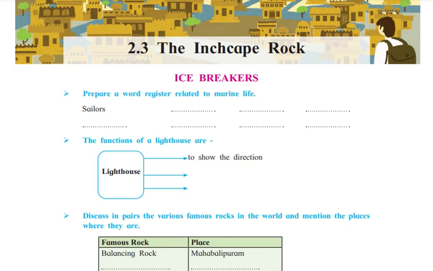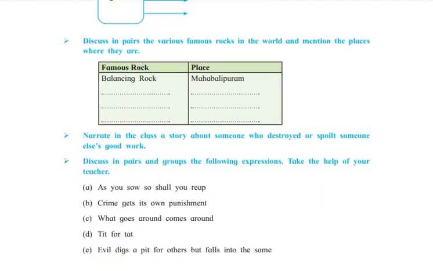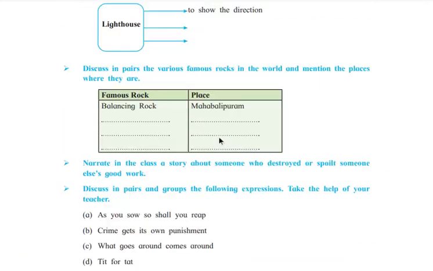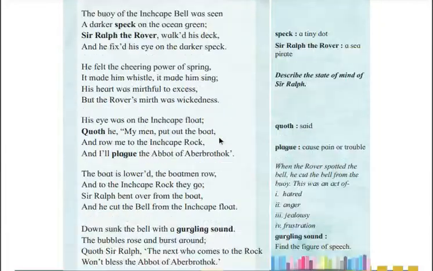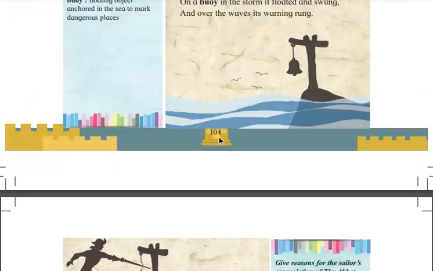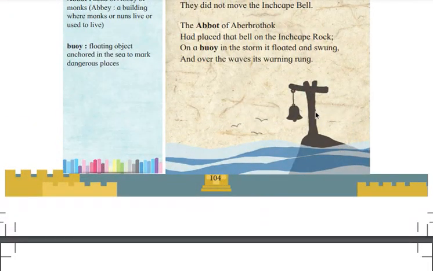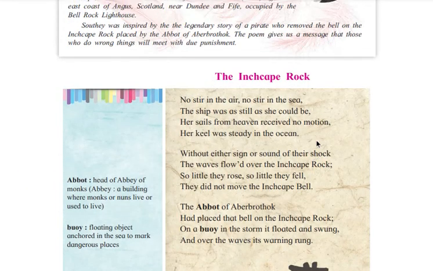Now, let's focus on the poem. Inchcape, by the name itself, you can easily understand. There is a rock which is just an inch visible. Inchcape Rock is, as you can see in the picture, the tip of a mountain visible above the water. That is called Inchcape Rock.